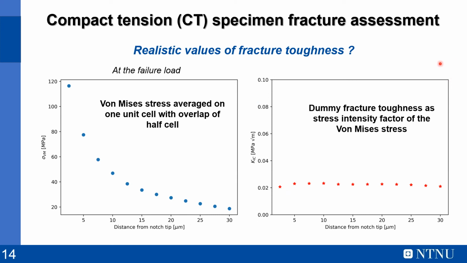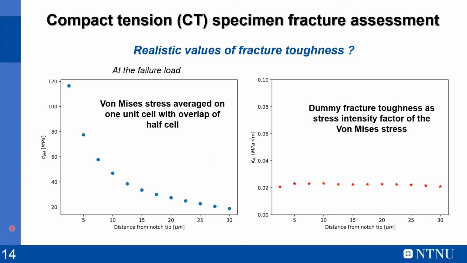But we have asked ourselves, are these realistic values of fracture toughness? So on the left here you can see the von Mises stress averaged on one unit cell with an overlap of half cell along the bisector of the notch as a function of the distance from this notch. And here you can see the typical behavior of a stress on a bulk material. But in this case, we have a von Mises stress.